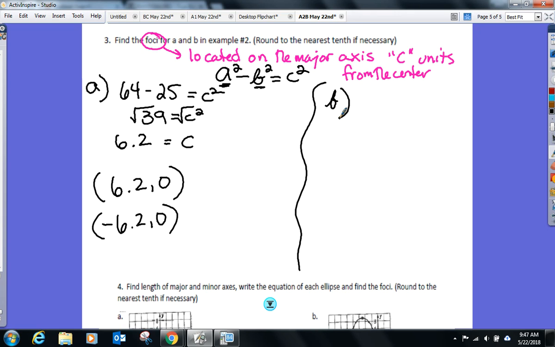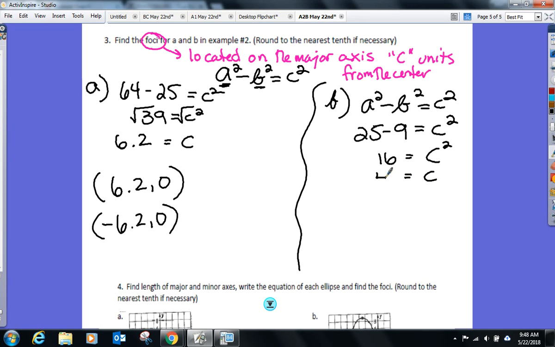Okay, part B. Look at your graph for B, everyone. Where was the major axis for part B? It's going to be up and down. All right, so here we go. Help me find the c value first to find the foci. What are your a squared and b squared here? 25 minus 9 equals c squared. Nice here, huh? Because c squared equals 16. C value here? 4.